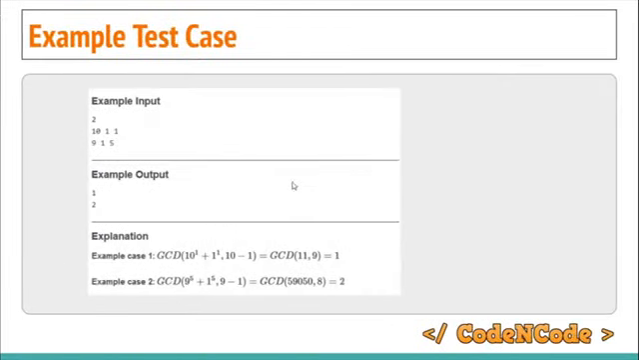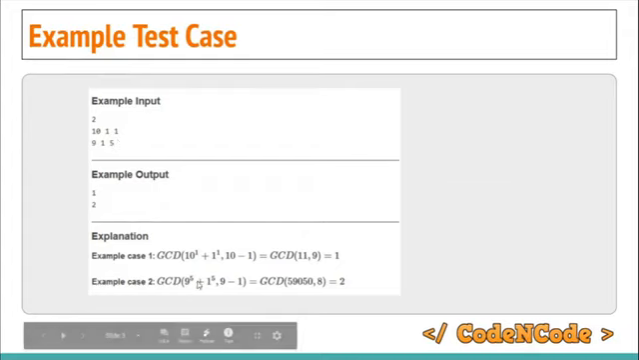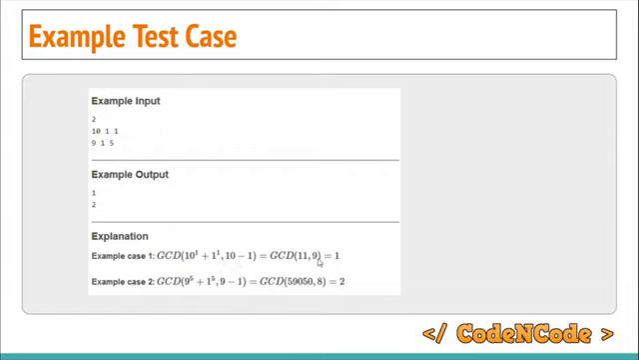If we look at the test cases, there are two test cases. In the first one, it is given 10 1 1, that is a and b are 10 and 1 and n is 1. So the first number would become 10 raised to power 1 plus 1 raised to power 1, and the second number would become 10 minus 1. So 11 and 9, the GCD is 1.